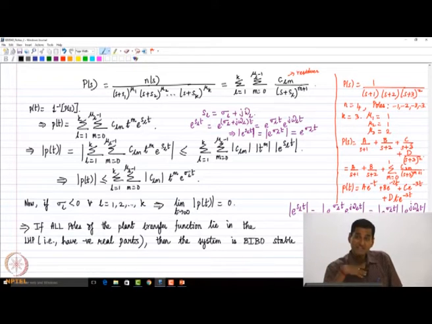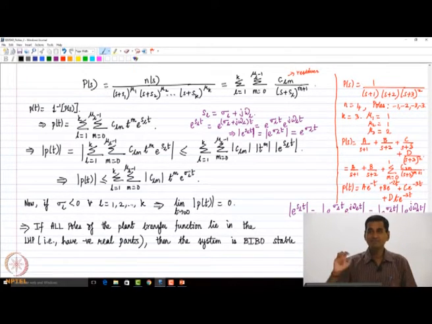So if we say A is sufficient for B to happen, if A happens, that means that even B will happen, right? But then B can happen due to other reasons also, right? So we do not know, right? So essentially what we have shown is that we have only shown that the sufficient condition for BIBO stability is that all poles should lie in the left of the complex plane.